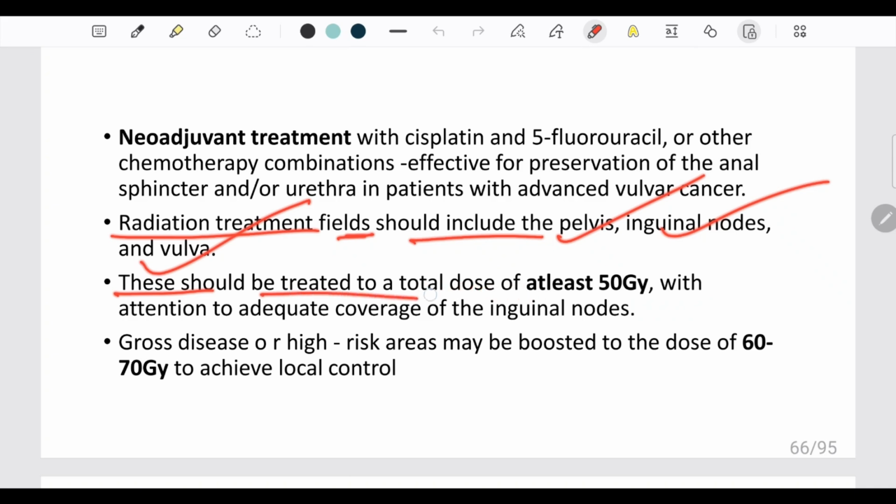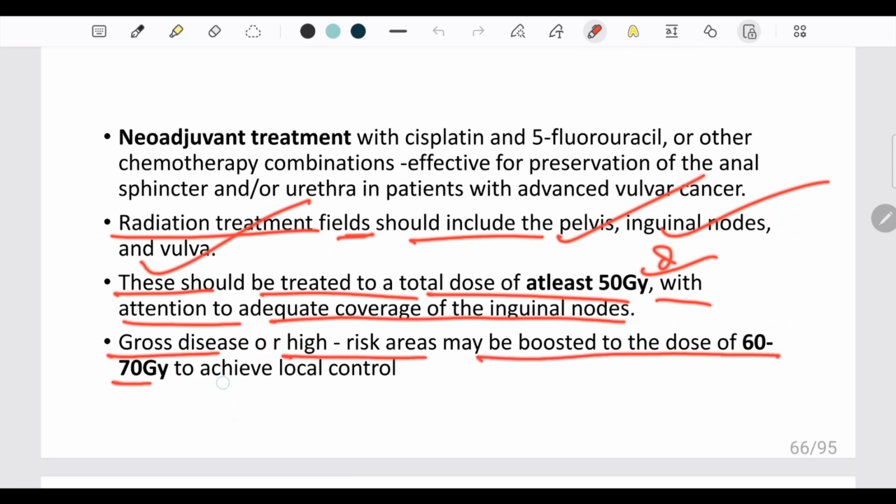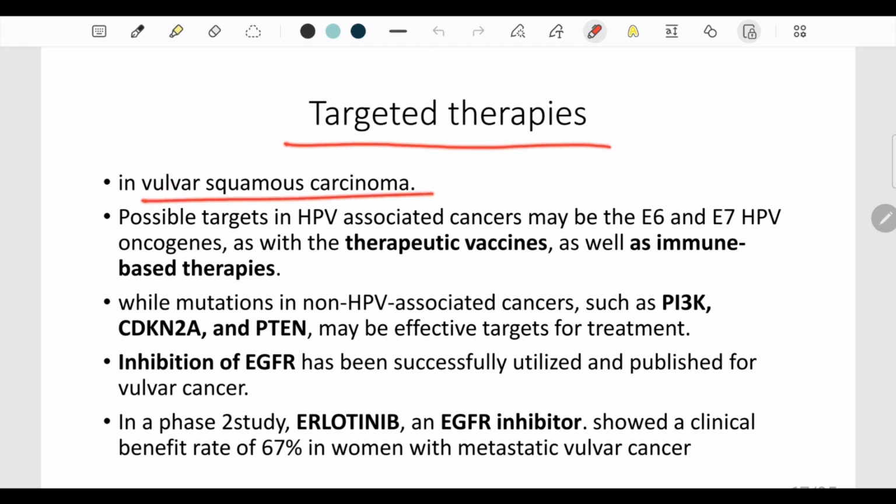This should be treated with a total dose of at least 50 gray with attention to adequate coverage of the inguinal node. Gross disease or high risk area may be boosted to a dose of up to 60 to 70 to achieve local control. Targeted therapy in CA vulva.